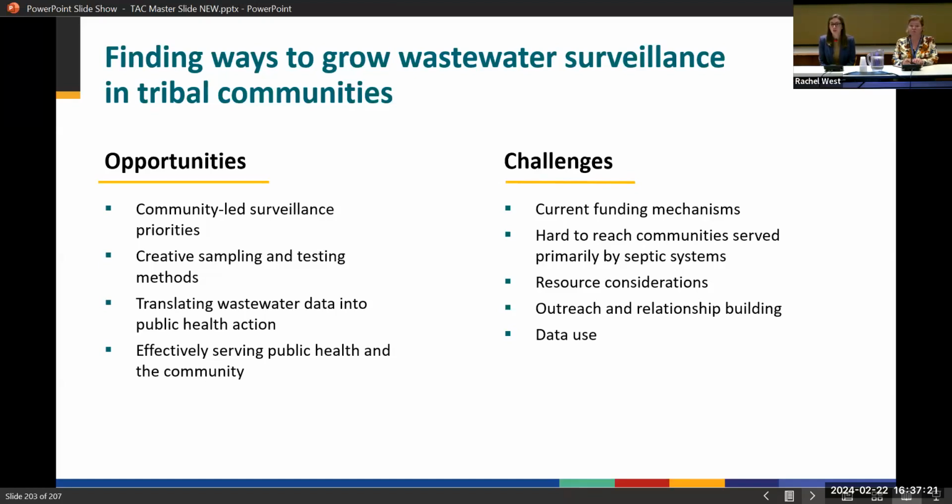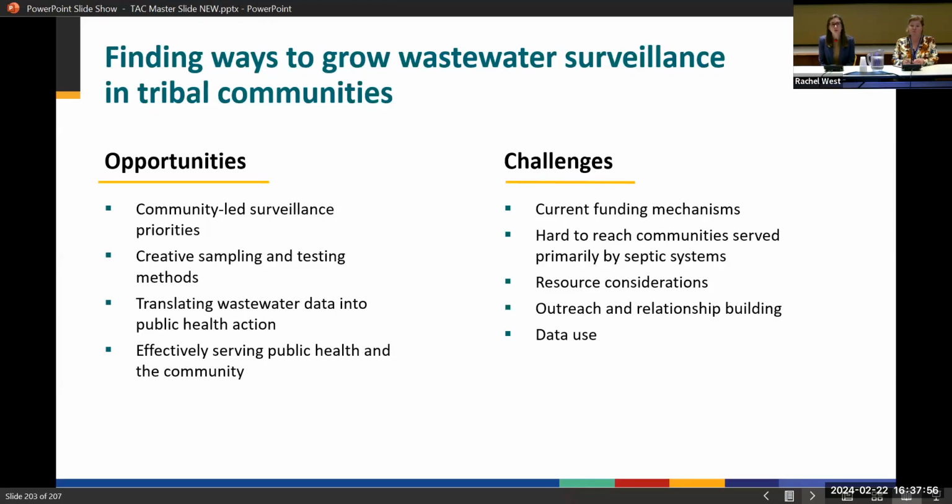Now, there are, of course, challenges. Current funding mechanisms, that's something that we've heard a lot about, and I've really valued the input so far in the past 2 days. But our current funding mechanisms are fairly limited, and we want to learn more about preferred funding mechanisms for tribes. We also acknowledge that there are hard to reach communities that are served primarily by septic systems or those decentralized systems. And we can still work creatively to find alternates if a community still wants to participate in wastewater surveillance, but that is a challenge for us that we want to acknowledge.